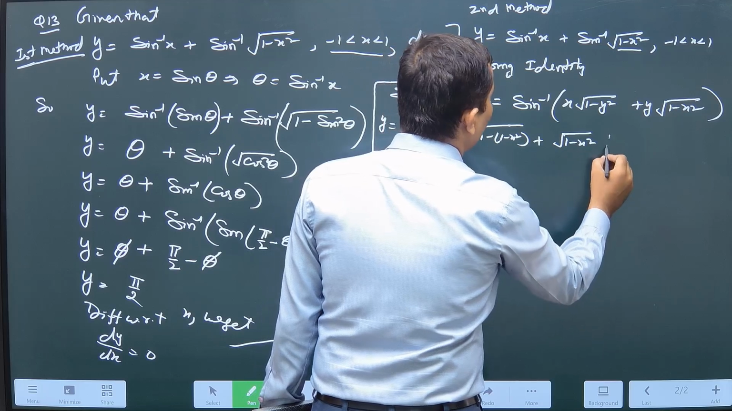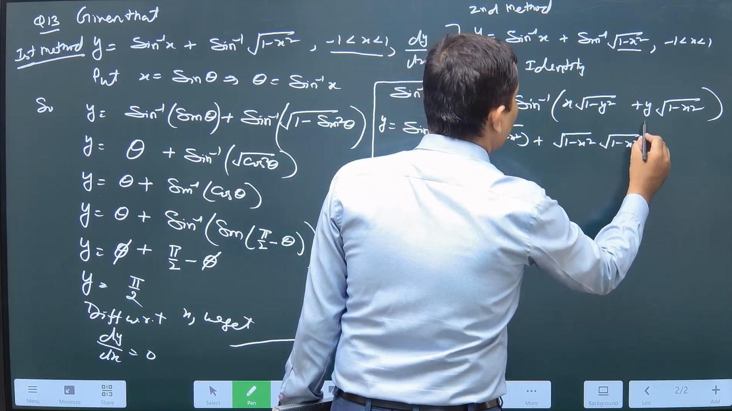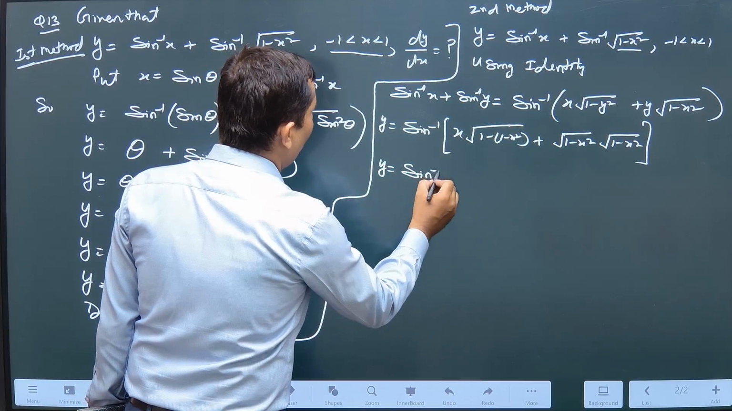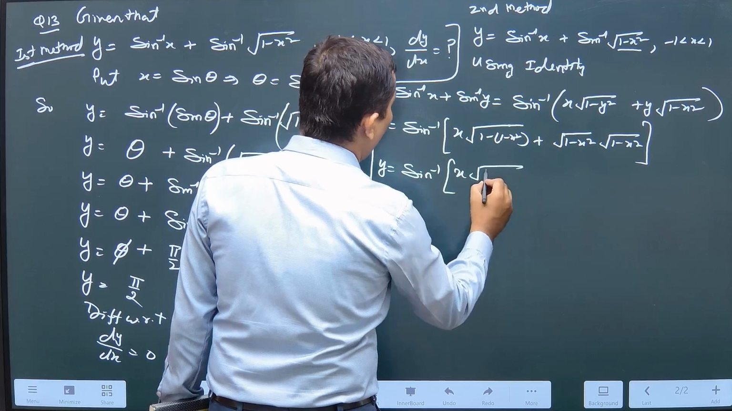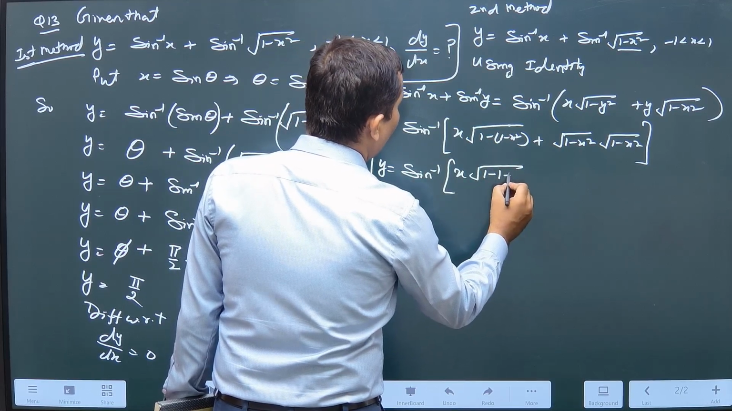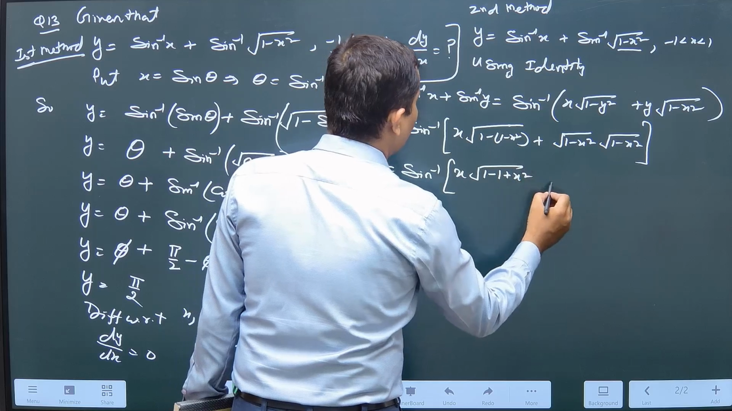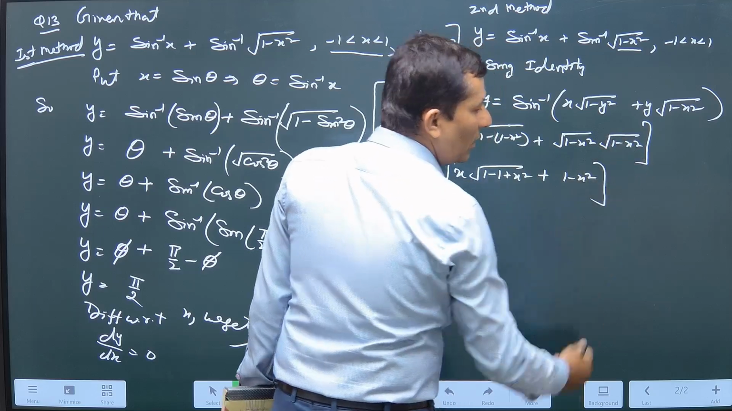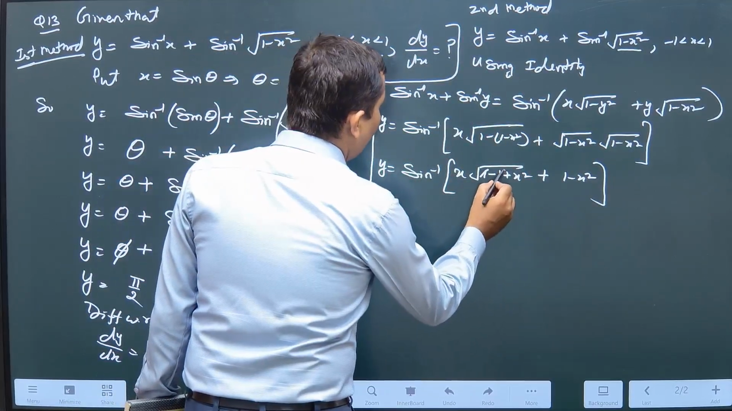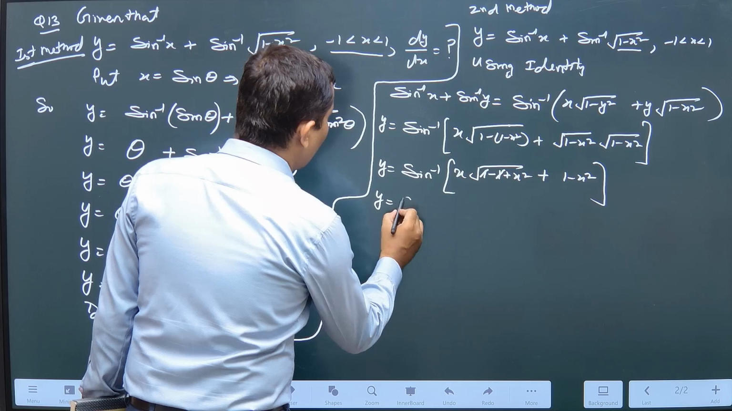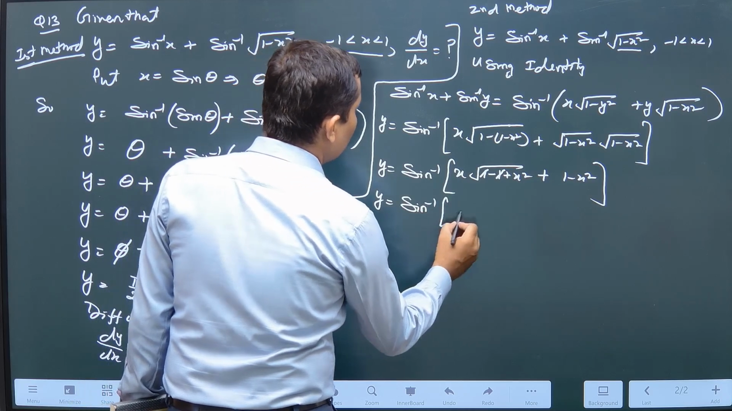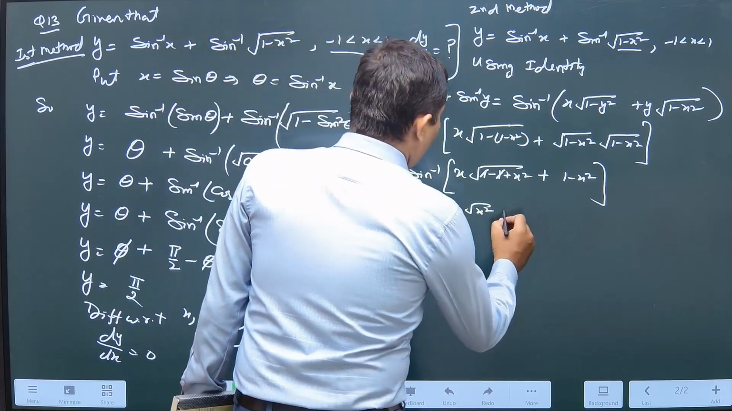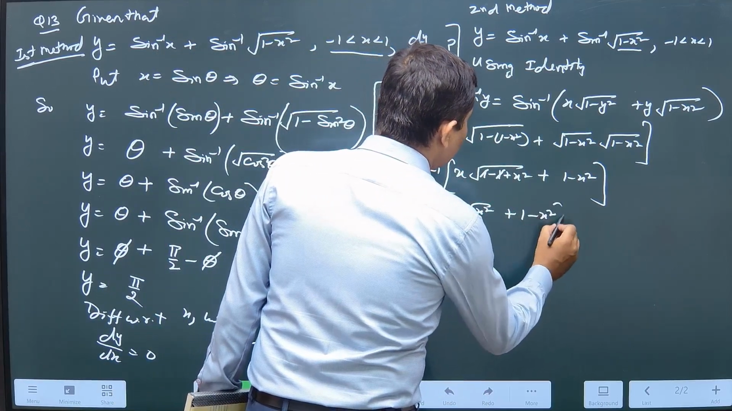Root of 1 minus x square. Clear? Your y is equal to sine inverse x root of 1 minus x square, 1 plus x square... 1 to 1 cancel. Then your y is equal to sine inverse x root of x square plus 1 minus x square. See it carefully.